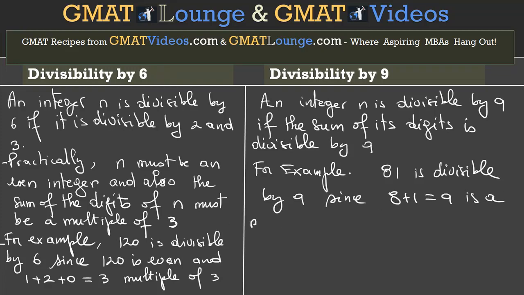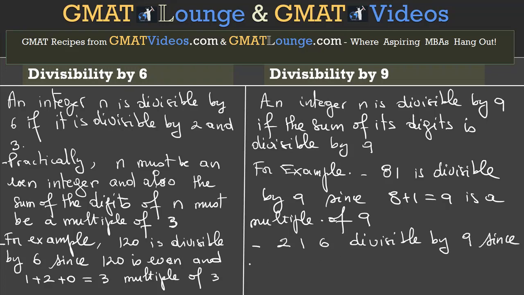You can choose a big number. You can even create the number, like maybe 216. This number should be divisible by 9. This was the first example. 216 is divisible by 9 since 2 plus 1 plus 6 is equal to 9.